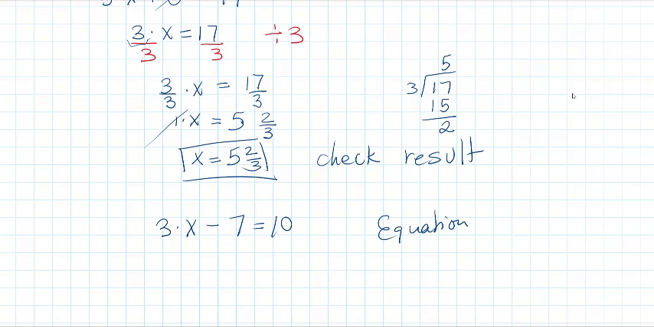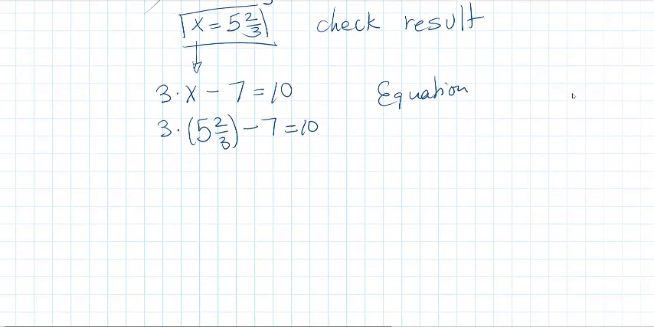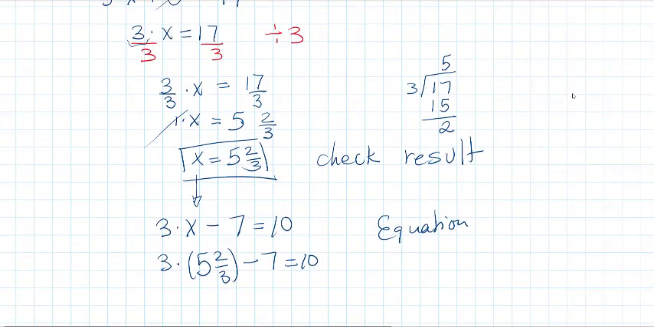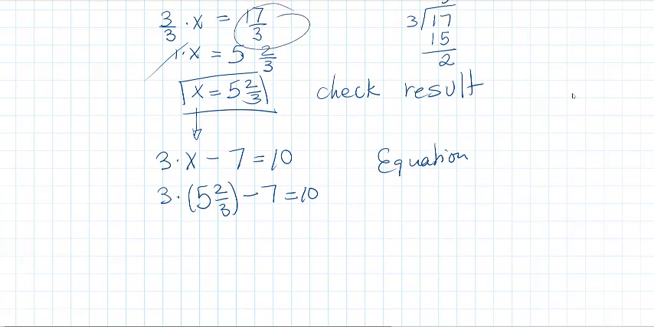Now let's substitute x equals 5 2/3 in this equation. So we have 3 times 5 2/3 minus 7 equals 10. Let's do this slowly. Let's turn 5 2/3 back into an improper fraction, right? It was 17/3. So that's what we got up here. So we have 3 times 17/3 minus 7 equals 10. What is 3 times 17/3?